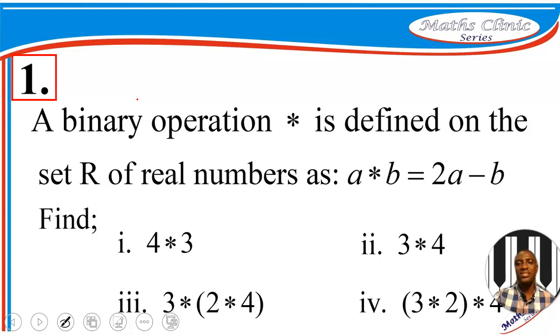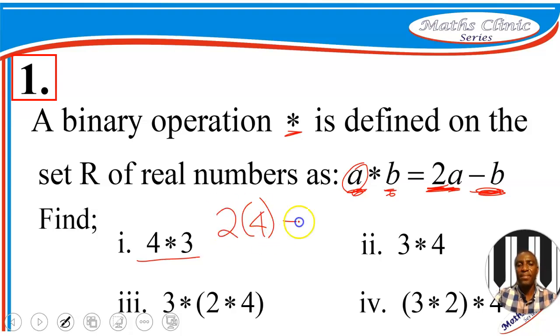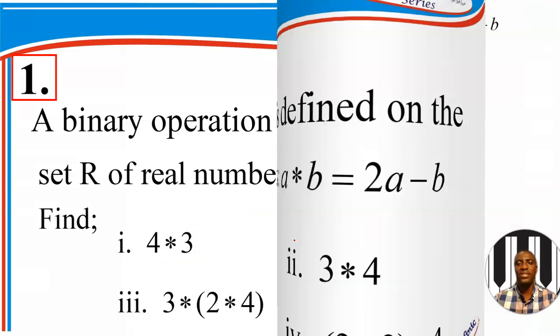A binary operation is defined on the set R of real numbers as A star B to be 2 times A minus B. Now what it means here is that if I have A star B, all I'm saying is that pick the first variable, multiply by 2, and subtract the second variable from the product, and then that gives you the result. And so if I say 4 star 3, then we are going to do 2 times the 4 minus the 3, then you simplify. Okay, now let's try solving this one after the other and see.